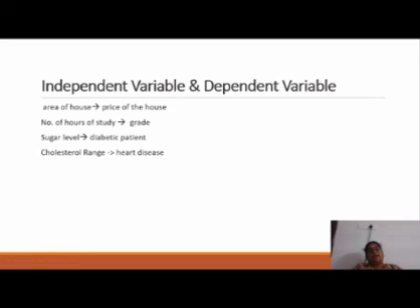Okay, that depends on area of house. So price is the dependent variable and area of the house is the independent variable, right? Am I clear? Yes, ma'am. Okay, ma'am. I got it, ma'am.